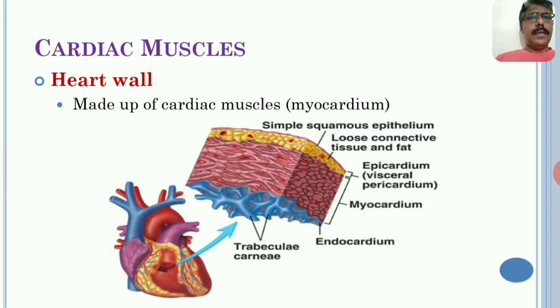Cardiac muscles: cardiac muscles are found in the heart wall and are made up of cardiac muscle fibers. It is called the myocardium. Here you can see the sectional view of the cardiac muscle.